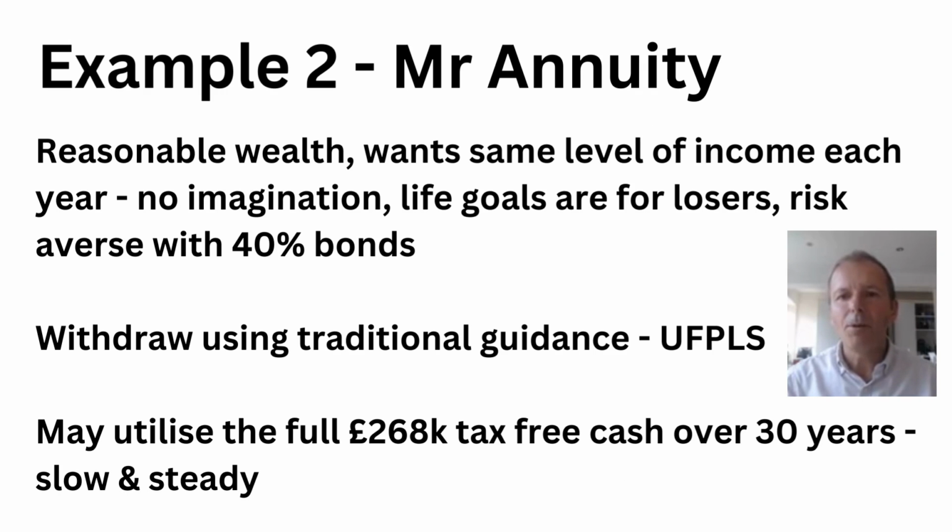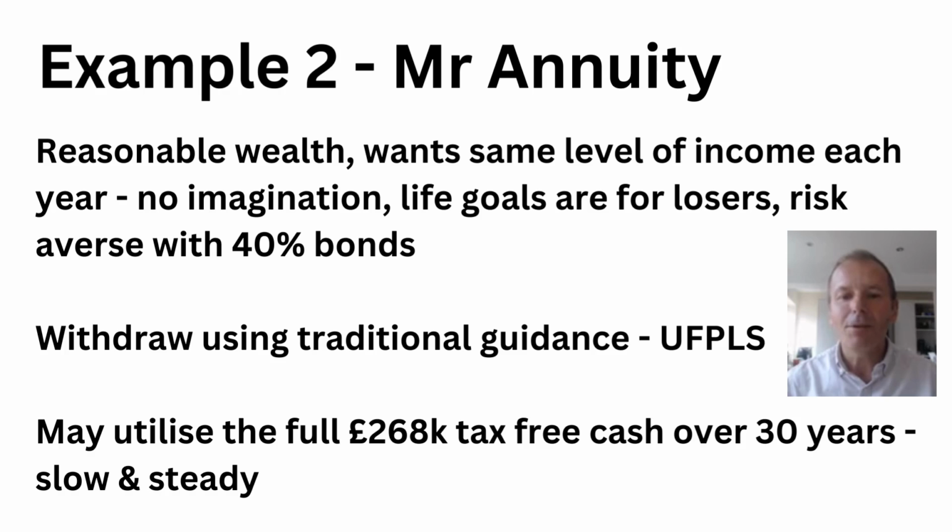Example 2, I'm calling Mr. Annuity. So he has reasonable wealth, but he wants the same level of income each year. He has no imagination. He thinks life goals are for losers, and he's risk averse with 40% bonds. So whatever you do, don't become Mr. Annuity. Lead an interesting life in retirement.